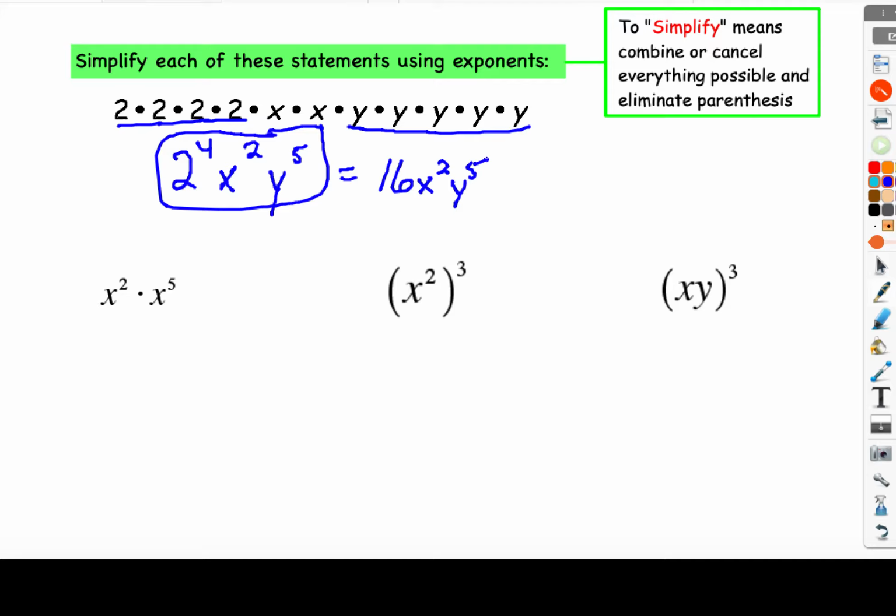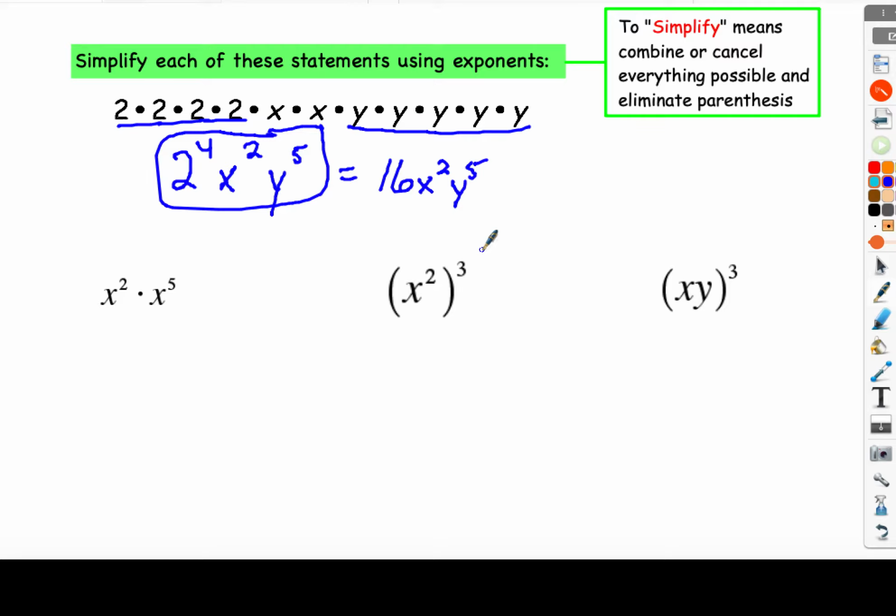Now, our goal is really at the bottom here. Notice we have more complicated statements. We have statements with parentheses in them, and we also have some statements with multiple bases. We've got x times another x, like we did up top. It'd be nice to be able to write that as one single statement. You'll notice up top here, to simplify means to combine. So don't write them as 2 separate things, write them as a single thing. Or cancel everything possible, getting rid of anything you don't need, including eliminating any parentheses. If we don't need those parentheses, how could we write that in a simpler way?